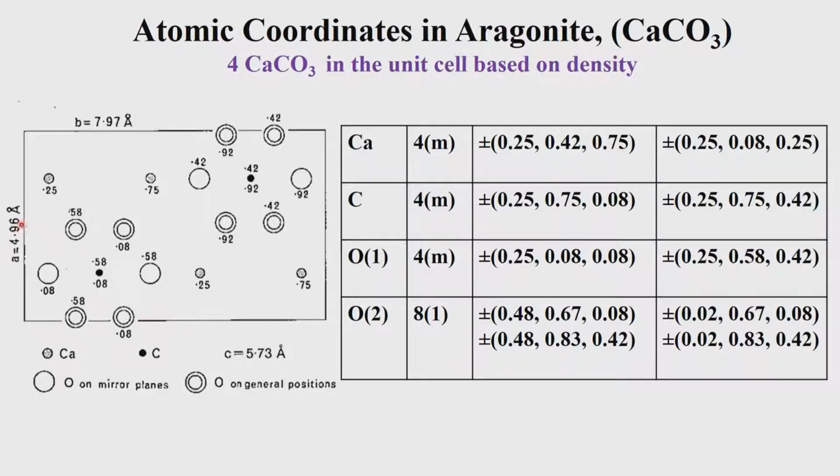A is 4.96 angstroms, B is 7.97 angstroms. So, this is now the A direction, this is the B direction. Remember that there is a mirror symmetry at 1/4 along this direction, and then there is a C-glide symmetry which is associated in this direction. Please note that. Both those are the mirror symmetry positions. So, we have the A B projection, and the C value is 5.73.